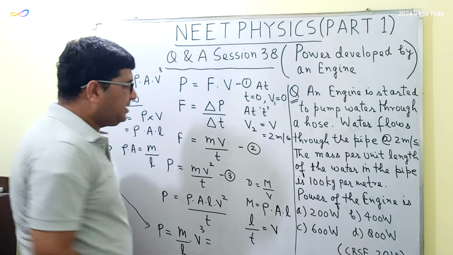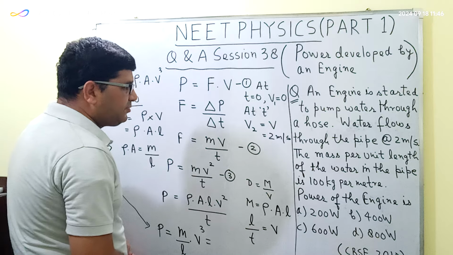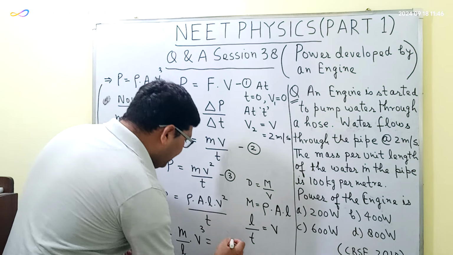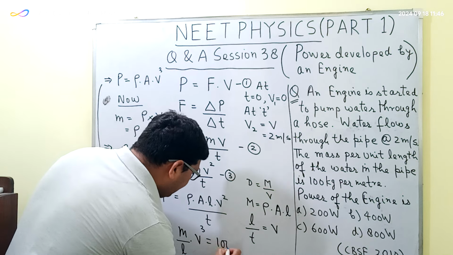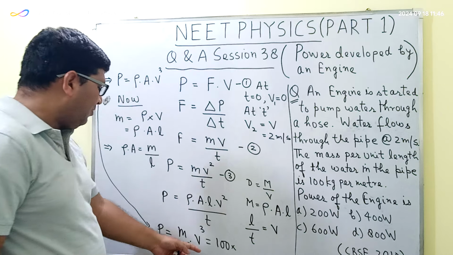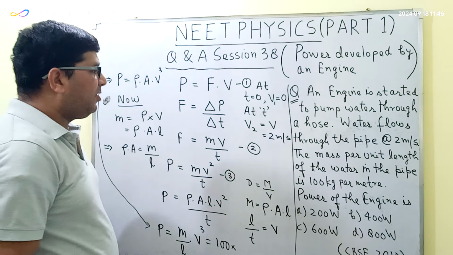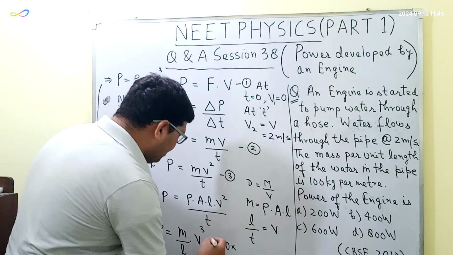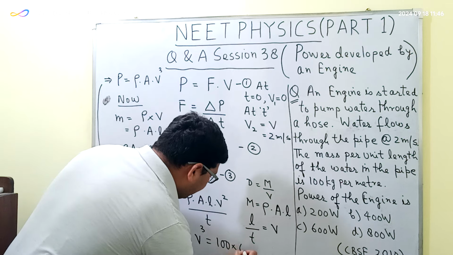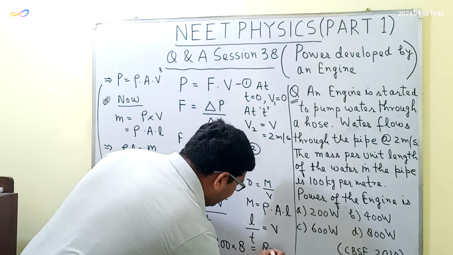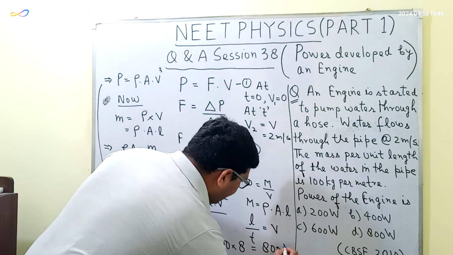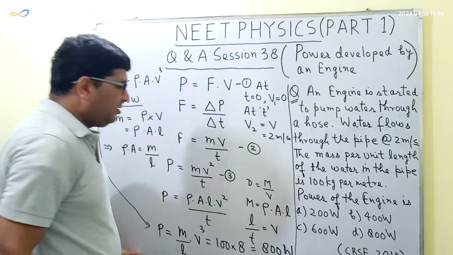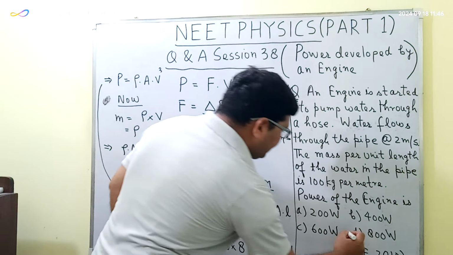So here the mass per unit length of the water in the pipe is given as 100 kg per meter. So this is equal to 100, and V is the velocity of the water which is flowing through the pipe. So this is equal to 2. So 2 cube is equal to 8. So the power developed by the engine will be equal to 800 watts. So the correct option here is D.